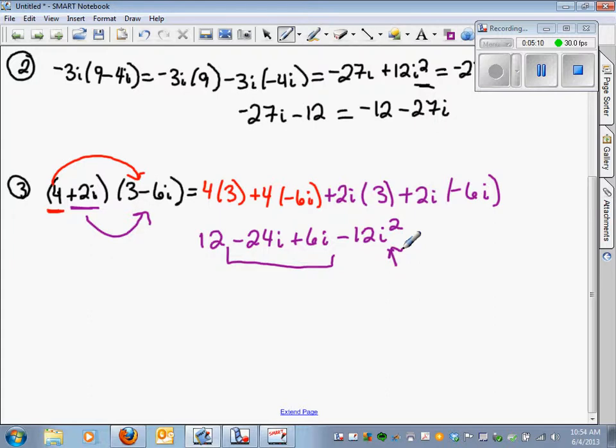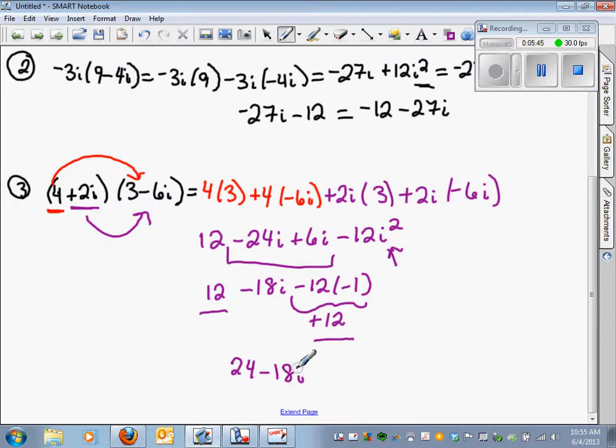So this is 12. Negative 24i plus 6i would be negative 18i. Then negative 12 times negative 1. Well, we know this negative 12 times negative 1 is simply a positive 12. And once that is rewritten as positive 12, we should notice that there are another pair of like terms. We have a positive 12 and a positive 12 that are both real portion. So we can combine those. 12 plus 12 is 24, and the imaginary portion of our number is negative 18i. So the product of these two complex numbers is 24 minus 18i.